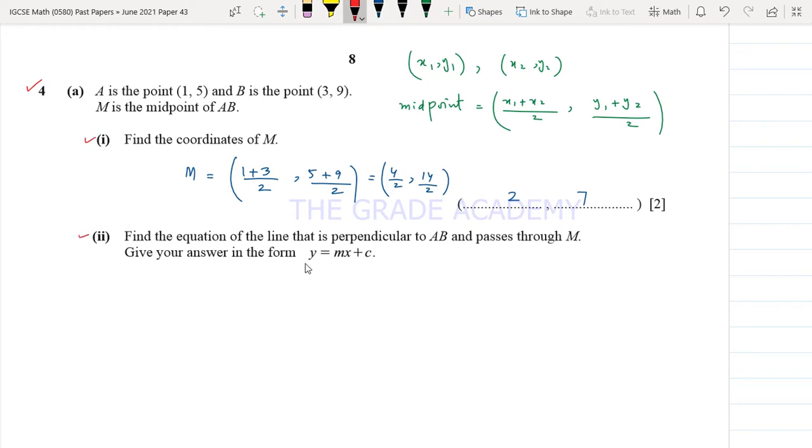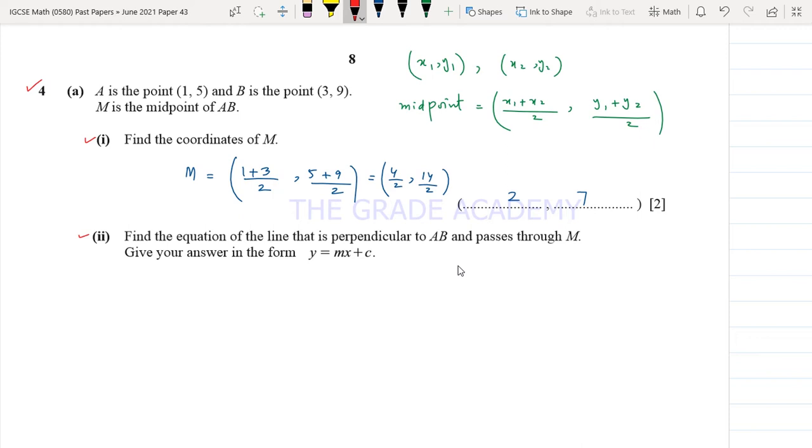Now find the equation of the line that is perpendicular to AB and passes through M. Give your answer in the form y equals mx plus c. Now we have to find the equation of a line which passes through this point (2, 7) and is perpendicular to AB. As you already know, in order to find the equation of a line, we need two things: the gradient of the line and the point. Here the point is already given: it passes through the point M that we have already calculated, which is (2, 7).